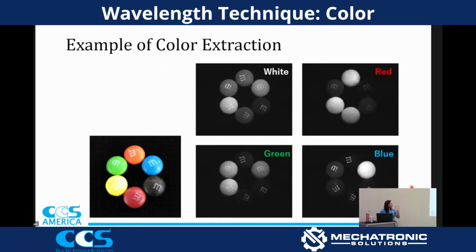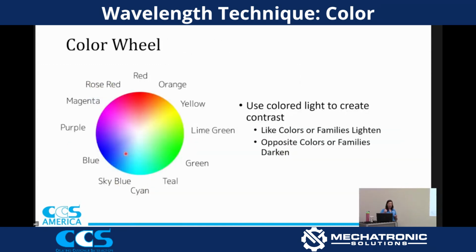And so we can predict what color we're going to see by looking at the color wheel. So that shows right here, but like colors or families will lighten. So when we shined red light on the M&Ms, the red one got brighter, the orange and the yellow all got bright, blue and green got dark. When we shined the green light, green and yellow, and blue lightened a little bit, but red got dark. And then when we shined blue, the blue got really bright and the yellow got really dark. So anything on the opposite side of the color wheel is going to darken. Anything that's a like color or family will lighten.